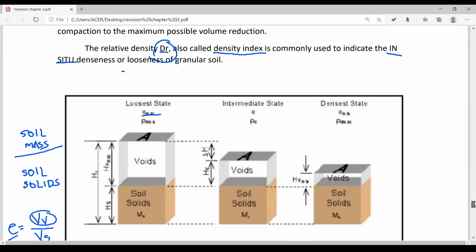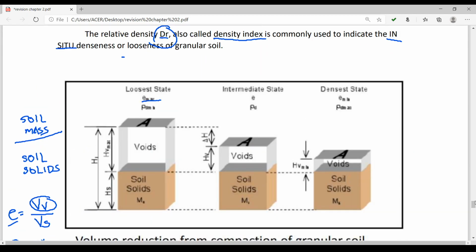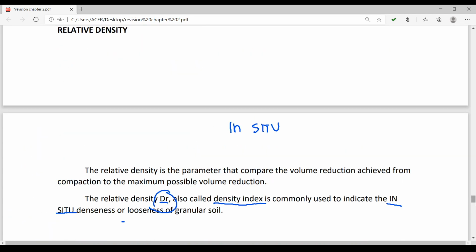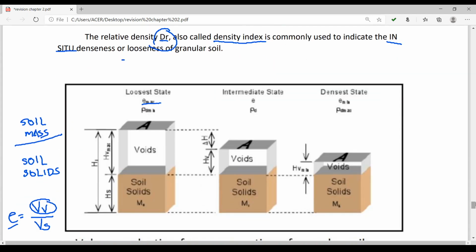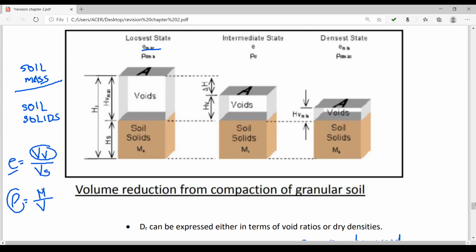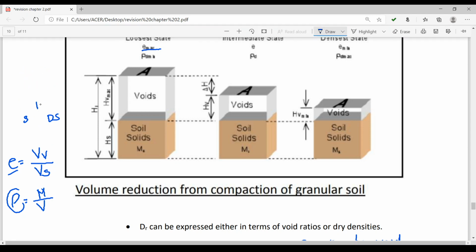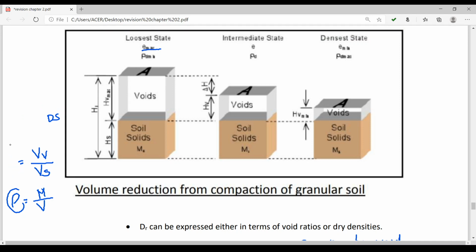So, to go further, let's go down. Okay? What are the so-called loosest state and densest state? Okay, let's state the facts.